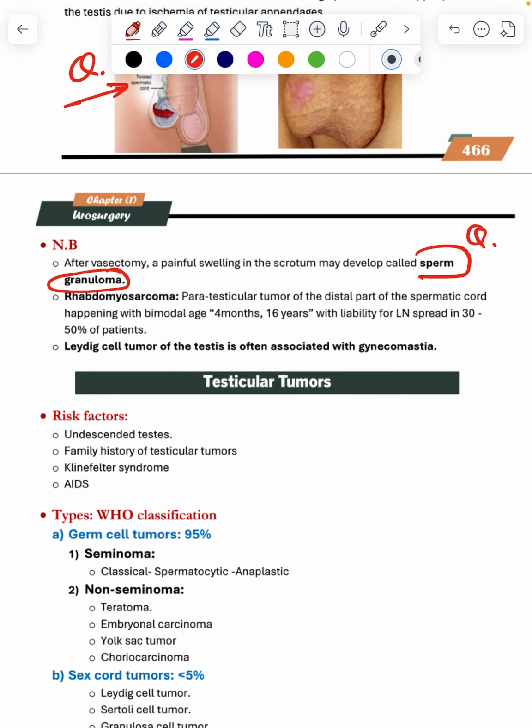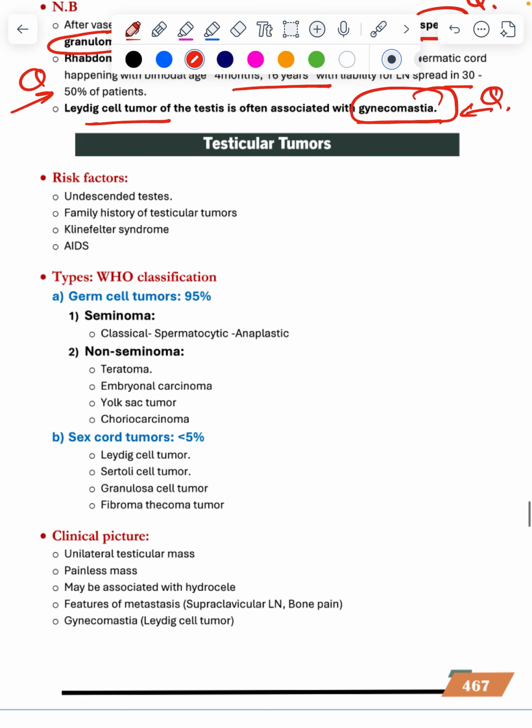Vasectomy causes sperm granuloma. This is a question. Post vasectomy. Rhabdomyosarcoma, lymphoid spread is there. Another question: Leydig cell tumor is associated with gynecomastia. So in gynecomastia, you have to evaluate the testis. So how are the testicular tumors?